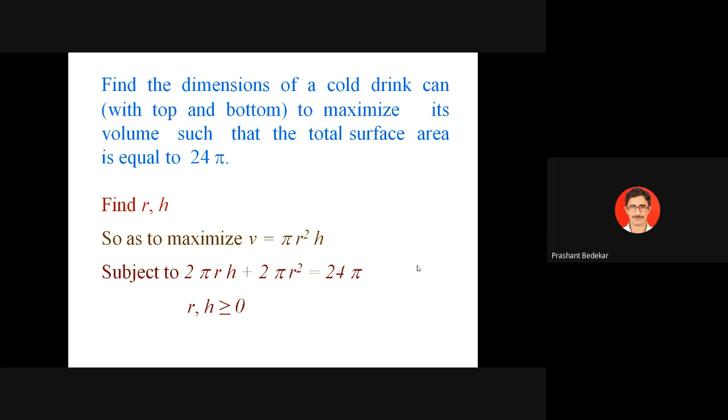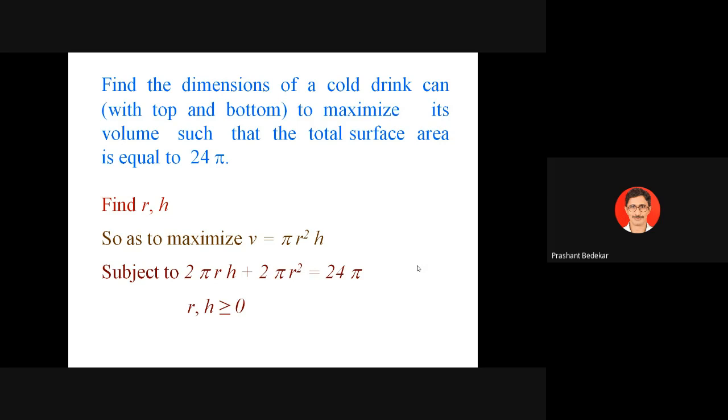Not given in the problem, but we know that neither the radius nor the height can be negative. Radius cannot be negative, height cannot be negative. So r and h have to be greater than or equal to 0. They cannot be negative. Okay.